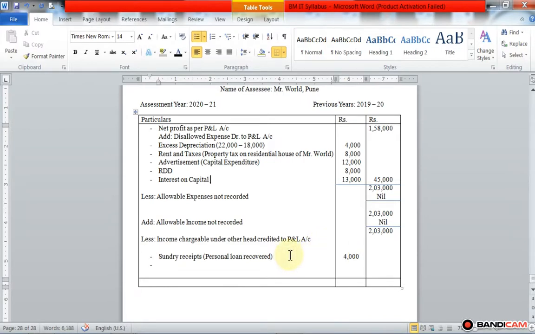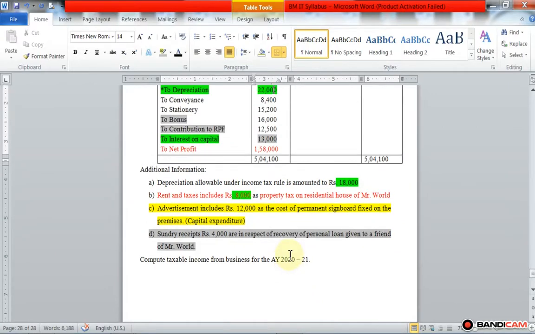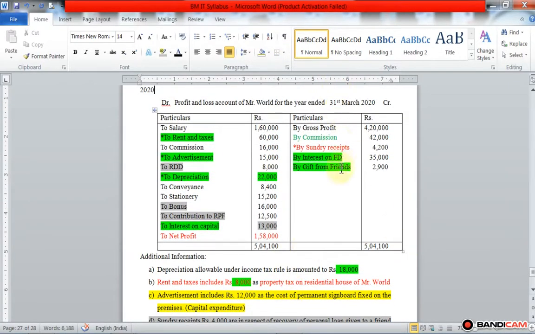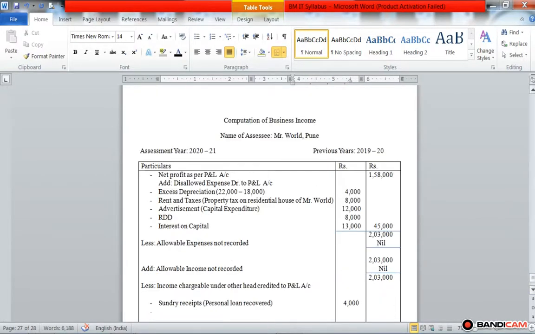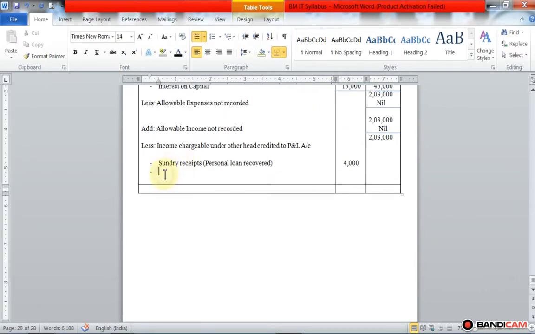Then go to the credit side of the profit and loss account. Here commission is a business income. Sundry receipt we write less, sundry receipt from net profit, that is 4,000, which is related to recovery of personal loan from friends. So it is not a business income. Interest on FD and gift from friends are both income from other sources, so both are deducted from net profit.